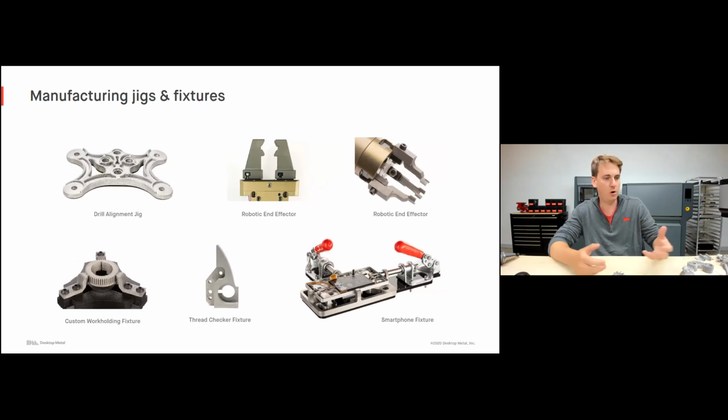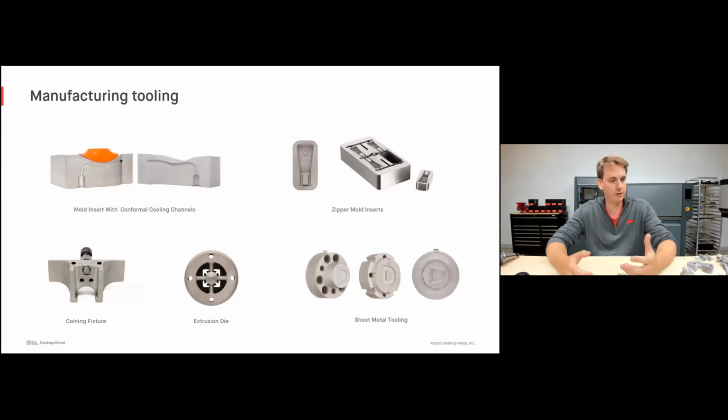Very, very small end effectors like you're seeing on the screen, different work holding fixtures, things for the QA processes like the thread checking fixture or assembly fixtures like the smartphone fixture, all great applications for the Desktop Metal machines. Then there's the actual tooling that you can create.